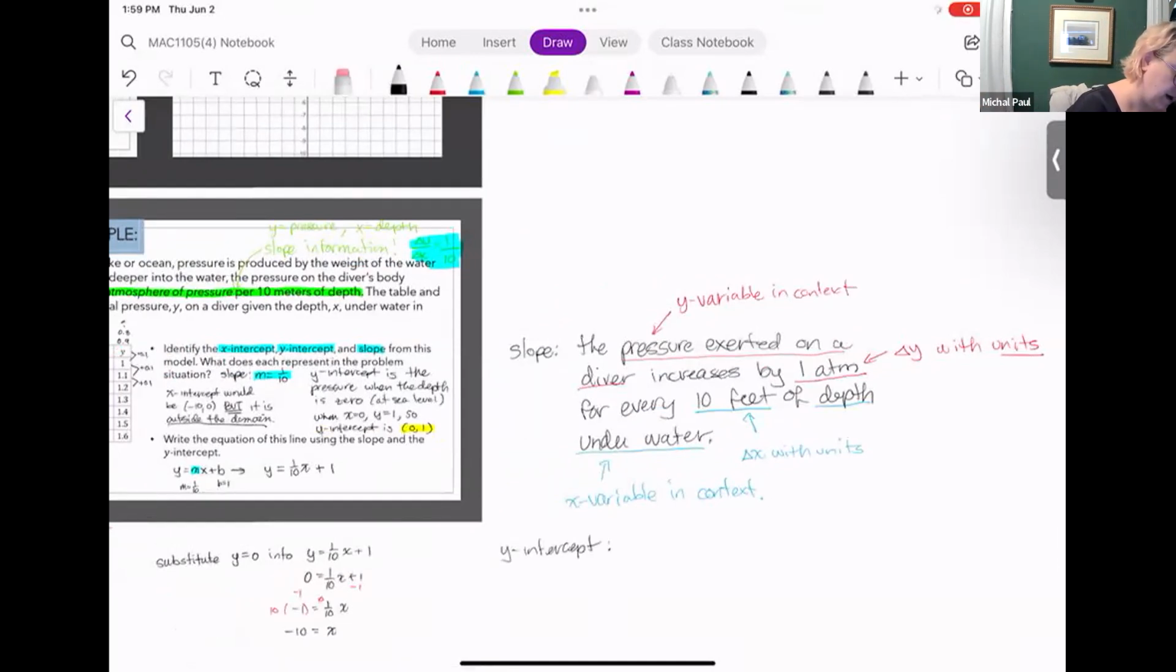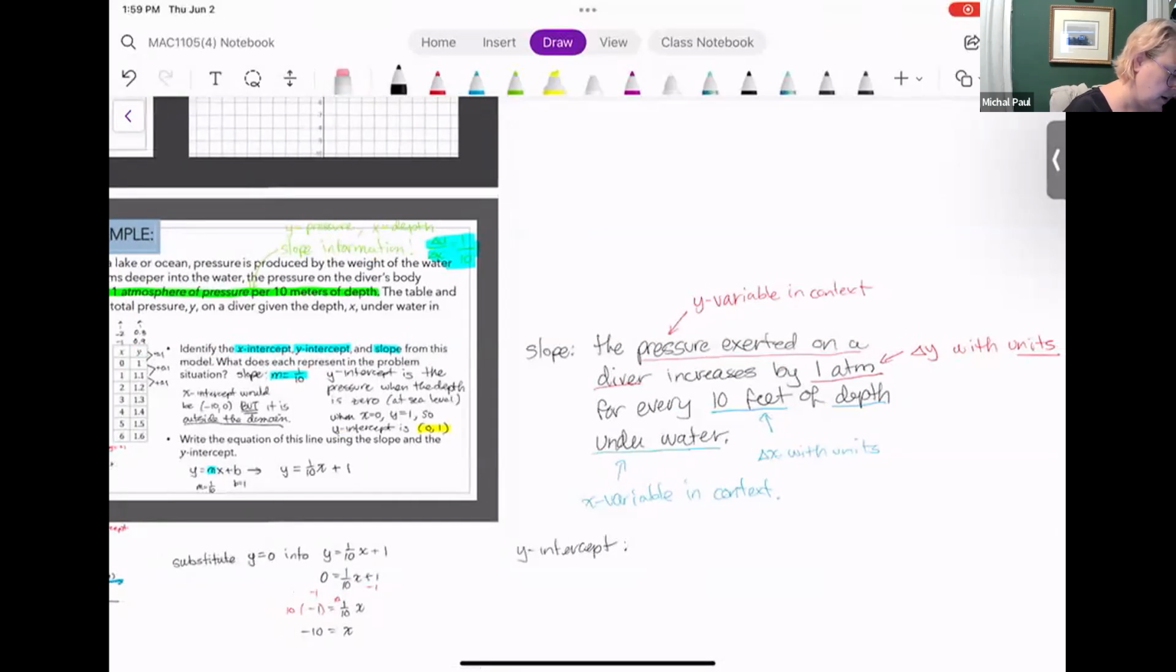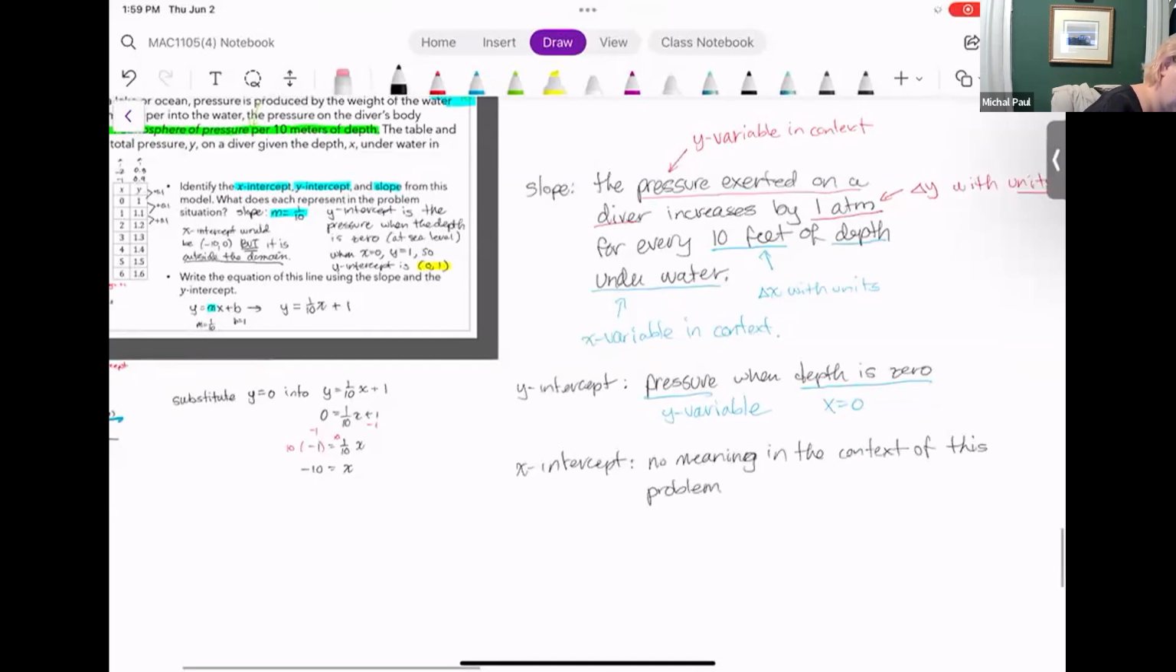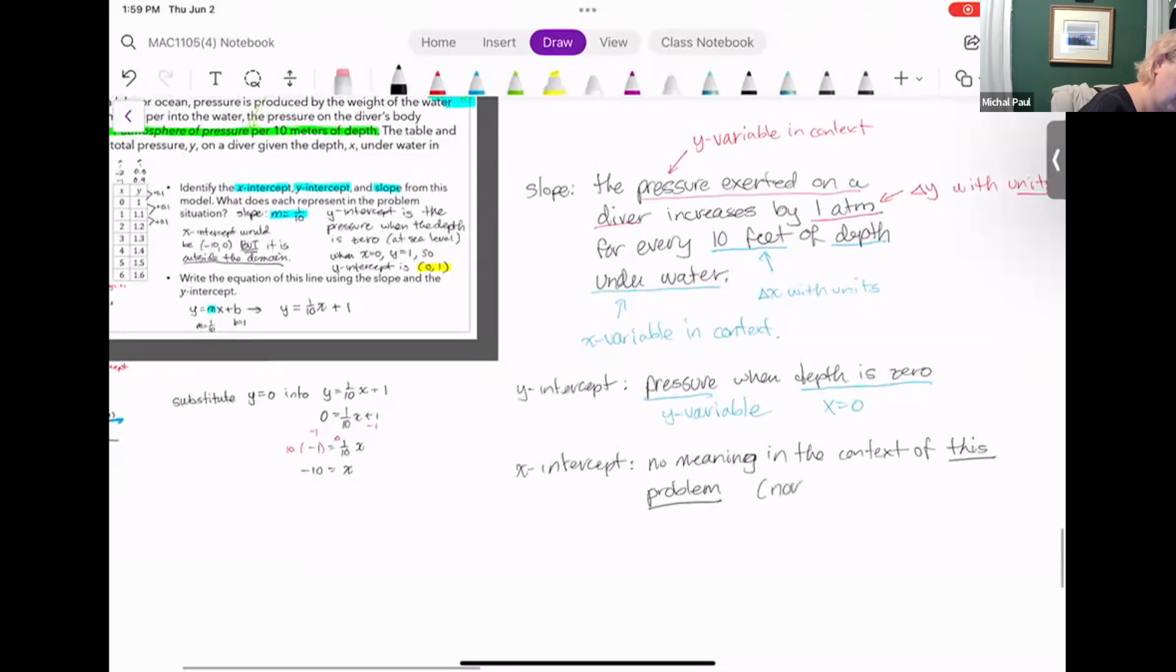Don't worry. The y-intercept was just my pressure when the depth is 0. So it's y when x is 0. And the x-intercept, that has no interpretation within the context, no meaning, in the context of this problem. But it's normally x when y equals 0.